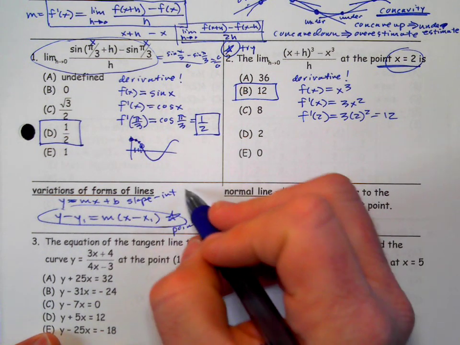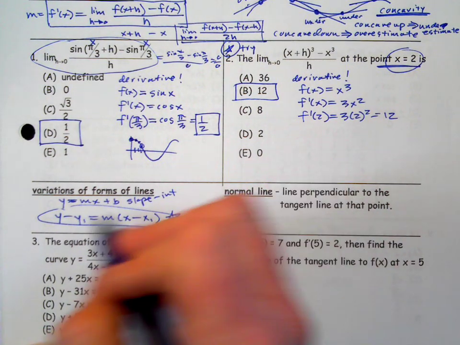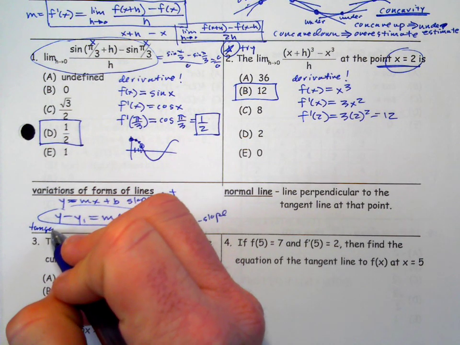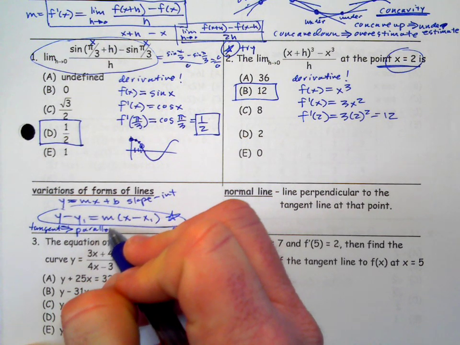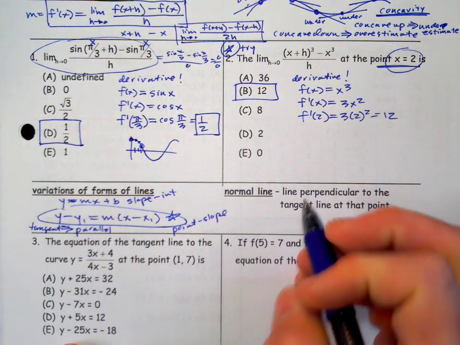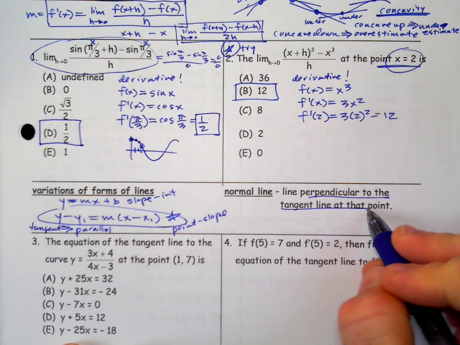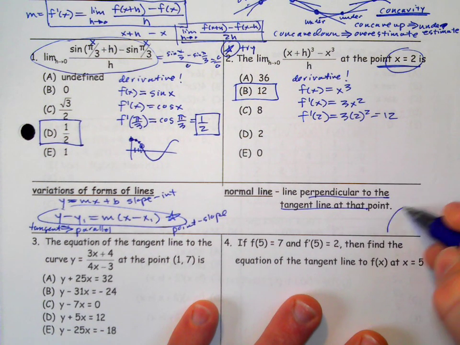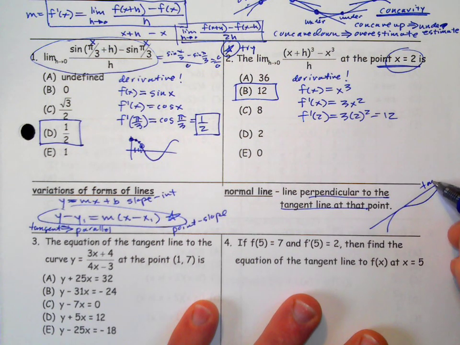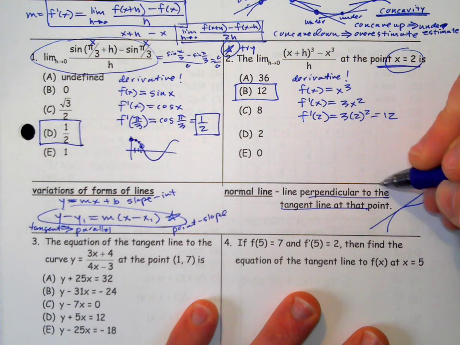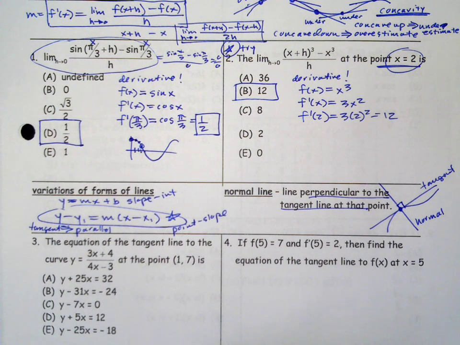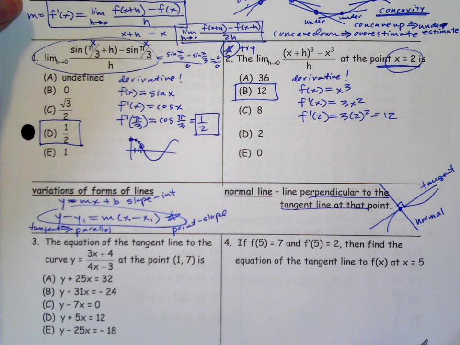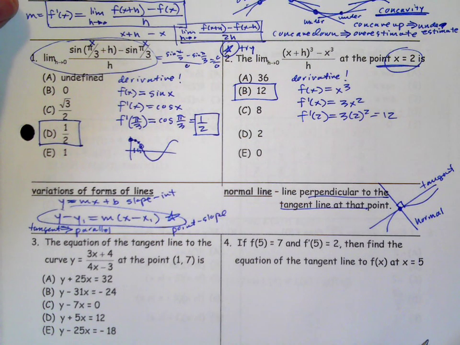Okay. Now we deal with tangent lines are parallel to the curve, right? They're parallel, they have the same slope. Normal lines are perpendicular to the tangent line. So if you have a curve, this is the tangent line at that point, and then this is the normal line to that point, and it makes a right angle.